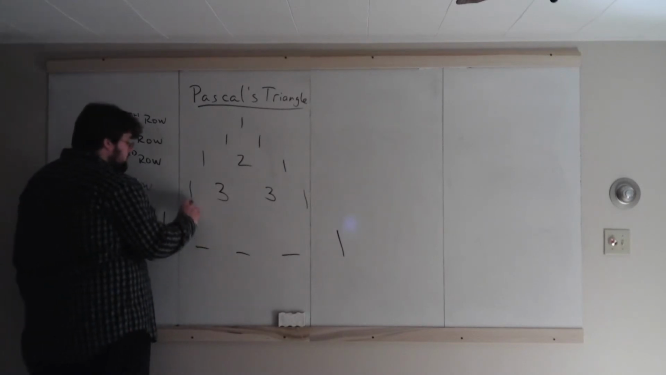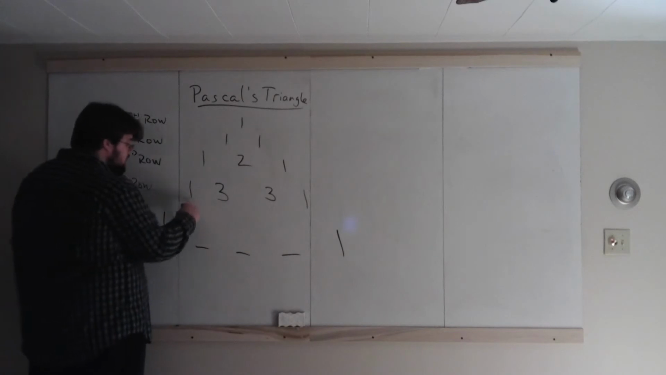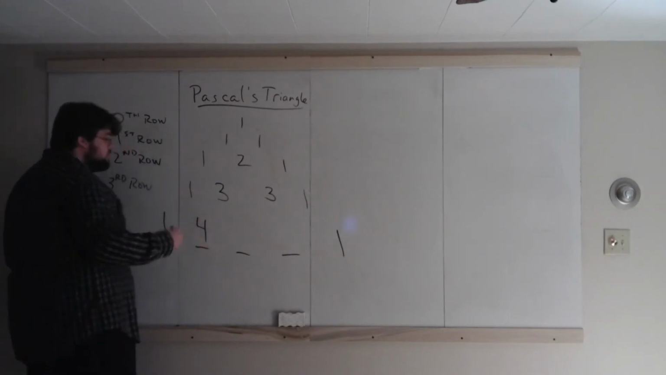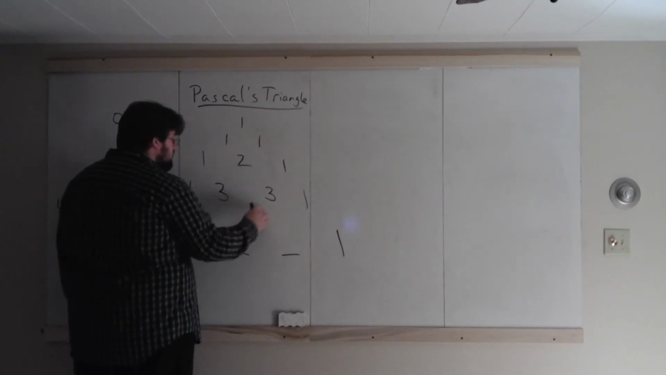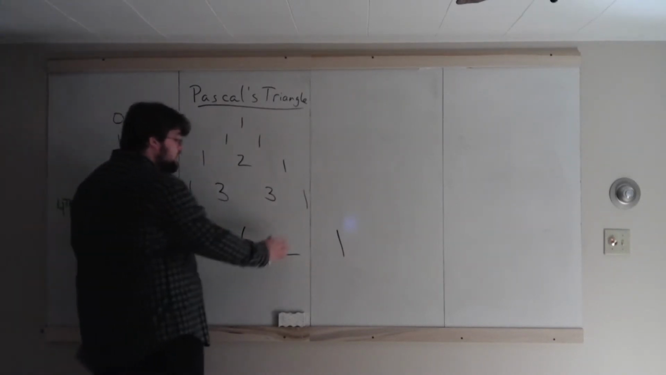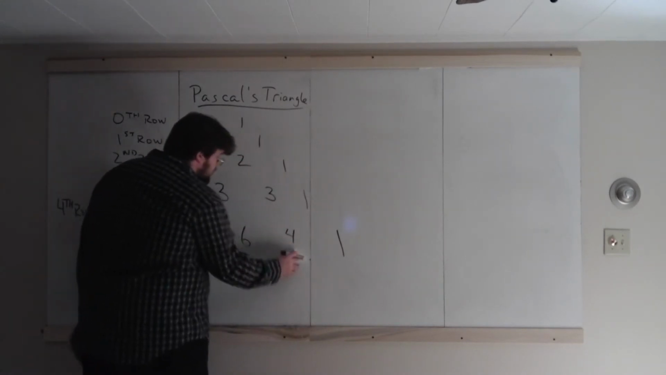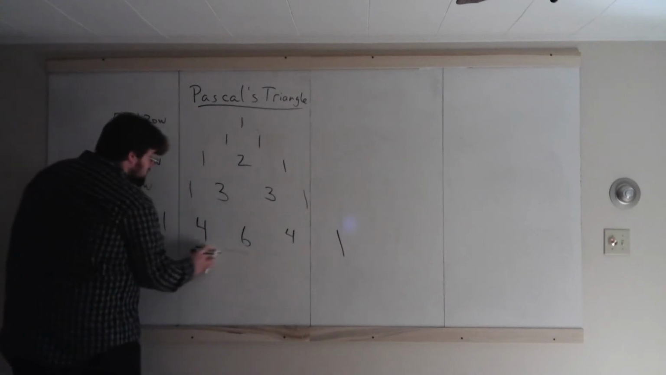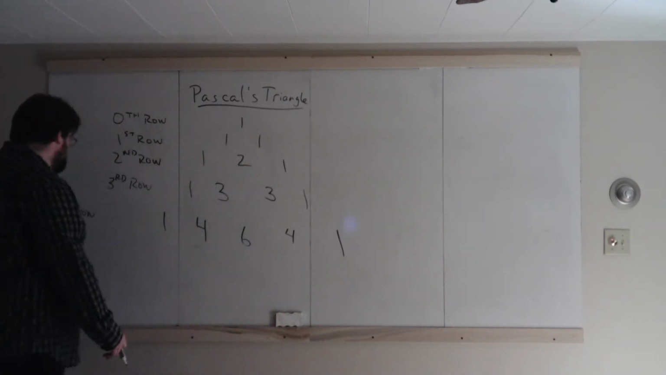Now here, you look in the two positions right above that, you get 1 plus 3, which is 4. Here, you look at the two positions above that, 3 plus 3 is 6. Here, you look at the two positions above it, 3 plus 1 is 4. And let's form one more row. Call it 5th row.